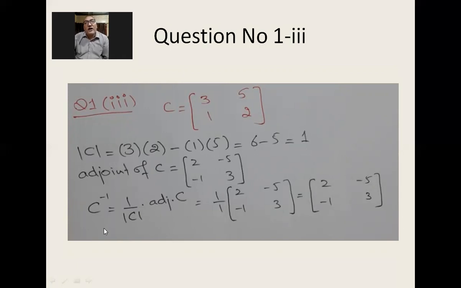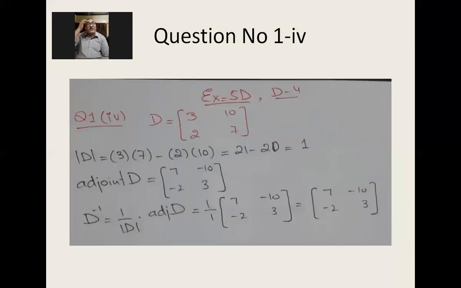C inverse is equal to, the formula is 1 by C determinant into adjoint C. So 1 divided by 1 into adjoint C is 2, minus 5, minus 1, 3. So you divide each number, you multiply with 1 by 1, so you get this final answer: 2, minus 5, minus 1, and 3. So this is how you will find the determinant and the inverse of the matrix C. So that was question number 1, 3rd part.